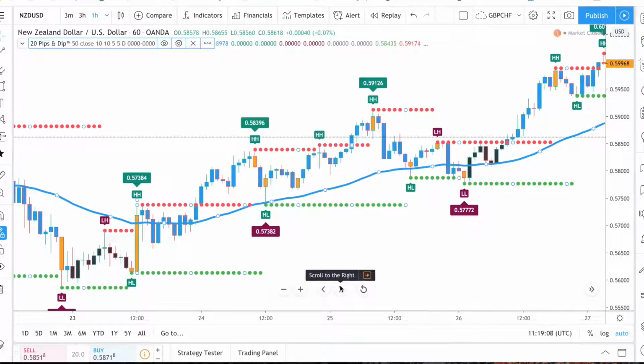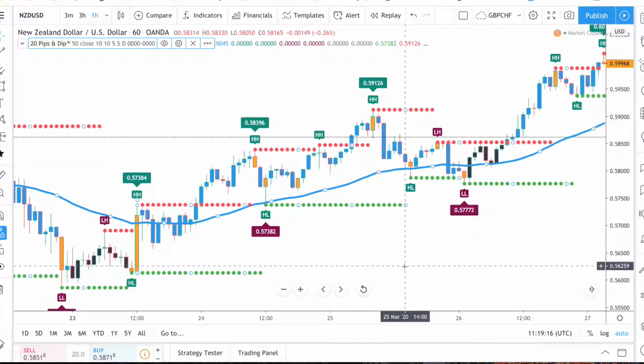So the next element of the 20 pip and dip indicator I want you guys to notice is the addition of our pivot levels. Now, if you go through our intraday trading strategy, you'll notice that we implement key pivot levels, which help you identify where the market may reverse or potentially move to.